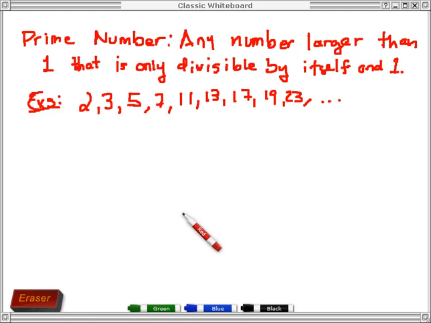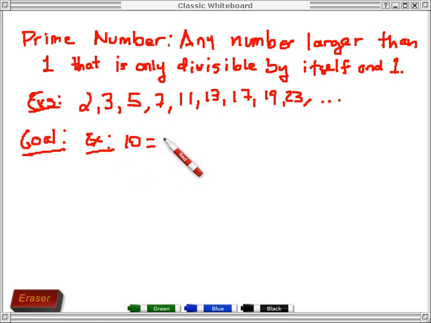Now, the goal here will be to represent any number as a product of prime numbers, so that you can write any number by multiplying together its prime factors. A very easy example would be 10. Well, what prime numbers do I have to multiply together to get 10? I would have to multiply 2 times 5.